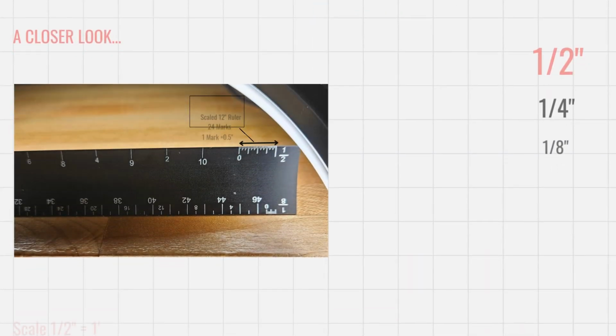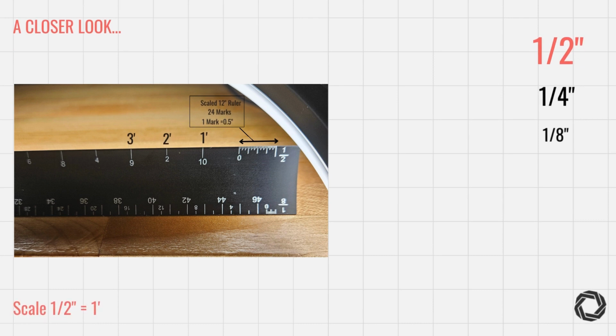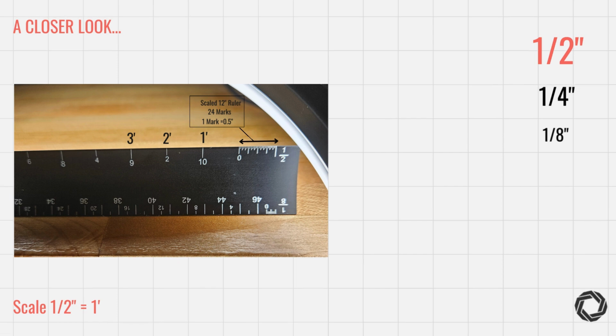So let's take a closer look. If we use the example of 1/2 inch equals 1 foot, and we take our architectural ruler and look at the right hand side, we can see this interval between the 0 and the 1/2, and we notice that all of the marks total 24 marks. And if we think of this interval as a scaled ruler, we can think of each mark as a representation of 1/2 of an inch.